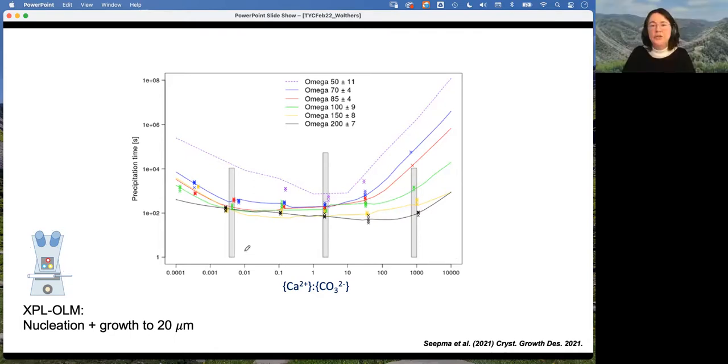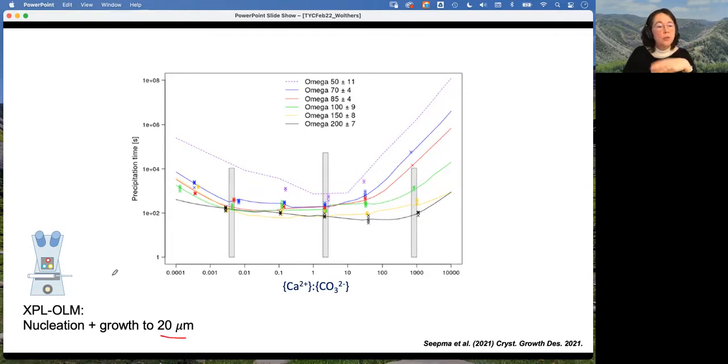Okay, yeah, this is the last slide with the results. We also looked at the same process with cross-polarized light microscopy, a very simple, humble technique in dark field. So you don't see anything as long as there's nothing crystalline. And as soon as you see crystals appearing, you know that they've grown to about 20 micrometer when it's calcite because of the optical properties and the refractive index.